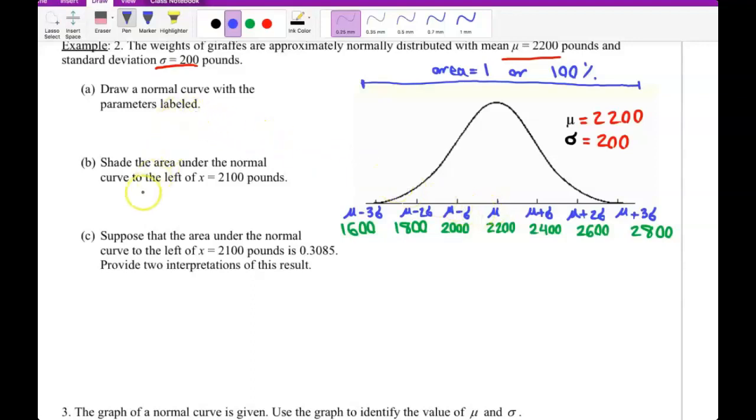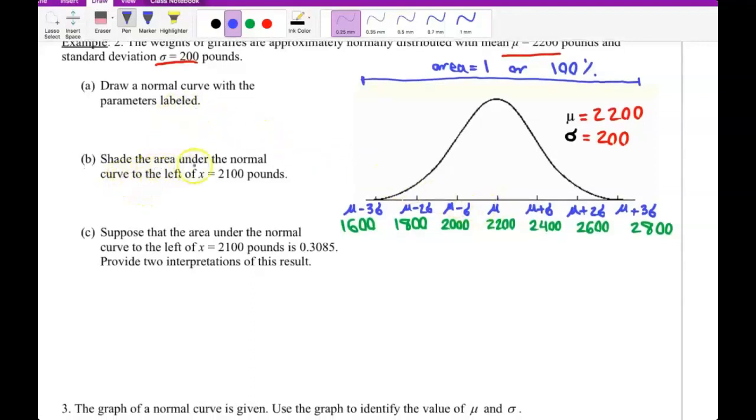And then part B: shade the area on the normal curve to the left of x equal to 2100. Okay, so this is 2200. Here is 2000. In between, we have 2100.